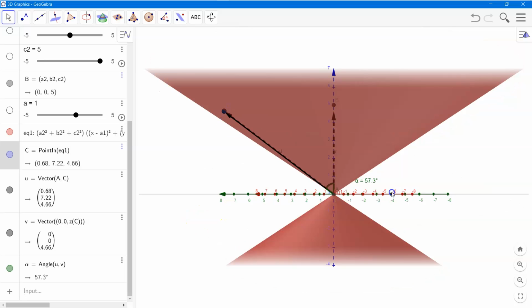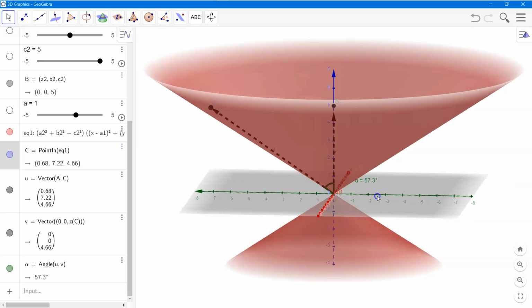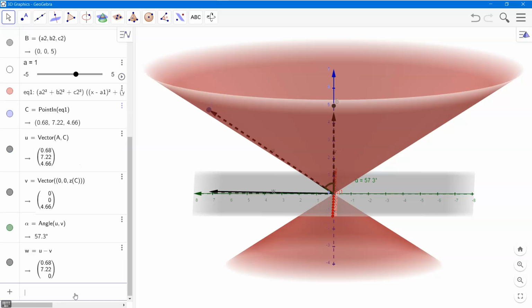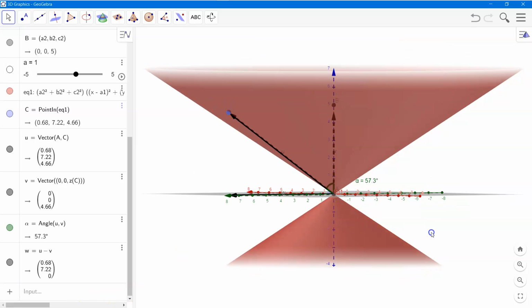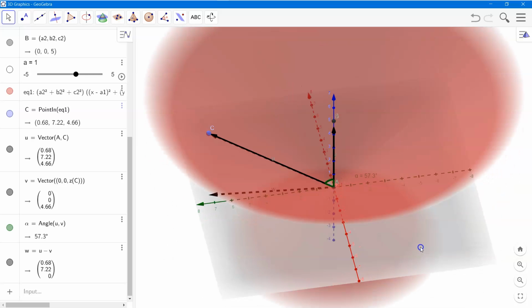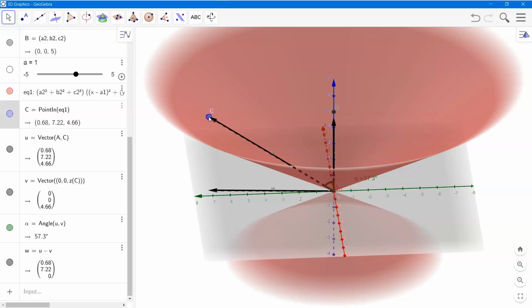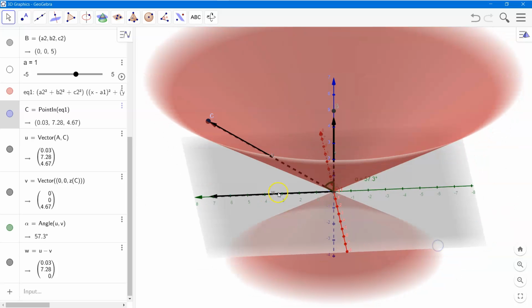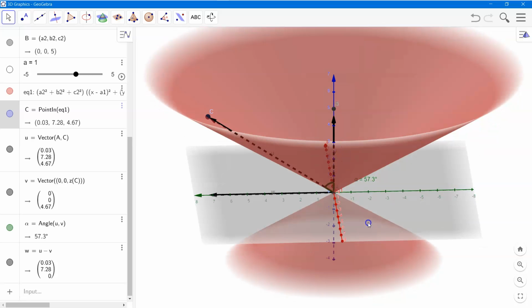Okay, now let's say we also want this distance from the tip of this vector to this vector. So that's pretty straightforward. u minus v. So actually we get that, right? So if we move it a little bit so that it is exactly on the axis, it becomes easier to visualize. Okay, so angle is 57.3.